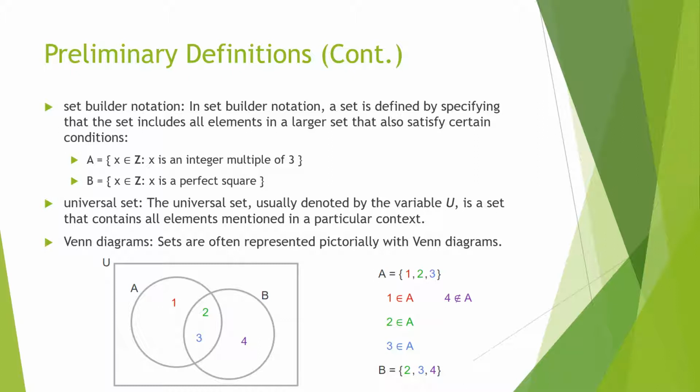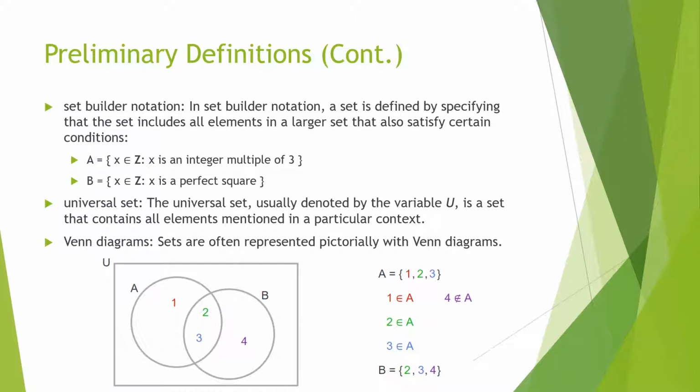For example, let's assume that A is defined in the following way. A is a set whose elements are integers, so x belongs to Z. Z is the set of all integers, and x is an integer multiple of 3, which means that not only x, which is an element of A, belongs to the set of all integers, but also it satisfies a certain condition. What's the condition? It should be a multiple of 3.